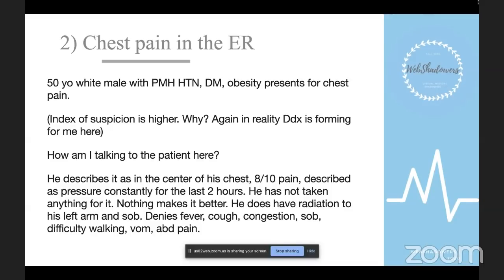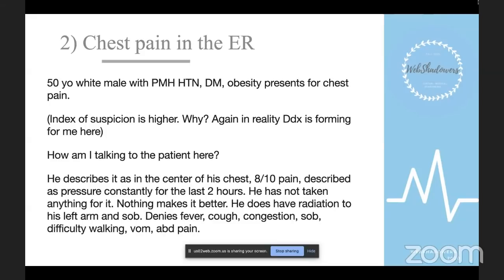Chest pain in the ER. So I don't do ER, but I've done a lot of ER through my training, and I do a lot of urgent care work. So I feel very comfortable with a number of ER scenarios and things like that. So let's talk about chest pain in the ER.